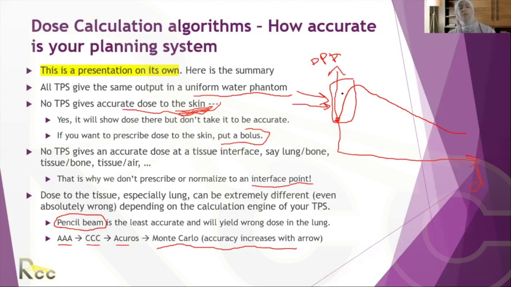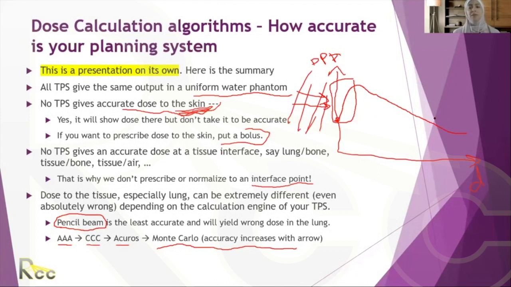Backscatter has nothing to do with it, because in megavoltage photon beams, I have very minimal backscatter. Tamam? I have the same issue here as I have when I go from lung to tissue or tissue to lung, going from bone to lung or lung to bone, going from bone to tissue or tissue to bone. Every time I have an interface, I have lack of electronic equilibrium. And skin is actually an interface. Skin is an interface between air and water.